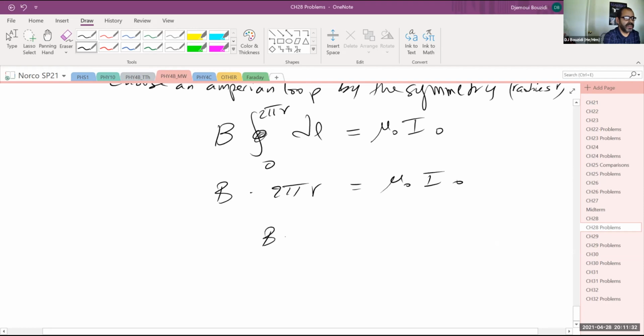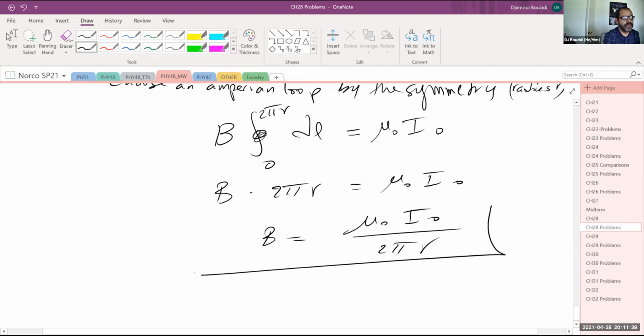And from here, you're going to find the magnetic field in any region outside of the cylinder is given by this expression. So that answers that question, provided r is bigger than or equal to a.